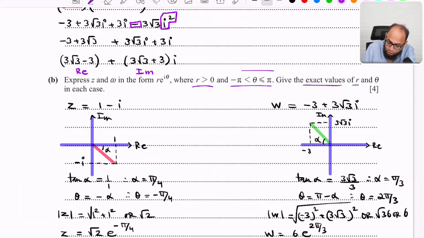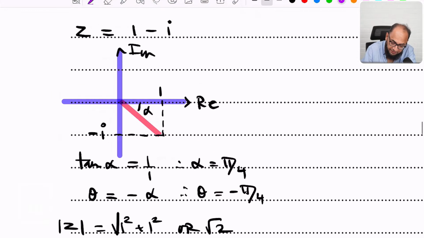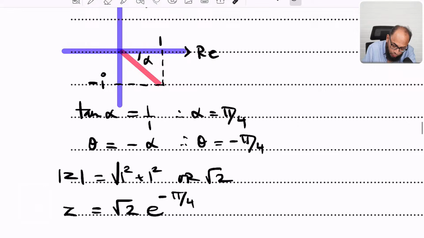Give exact values of r and theta in each case. Now, first of all, when I look at this, z is 1 minus i, where 1 is the real part and minus i is the imaginary part, so it's in the fourth quadrant. We use the positive ratios to find the basic angle. Theta is the negative of the basic angle because it's in the fourth quadrant and we have to go clockwise.